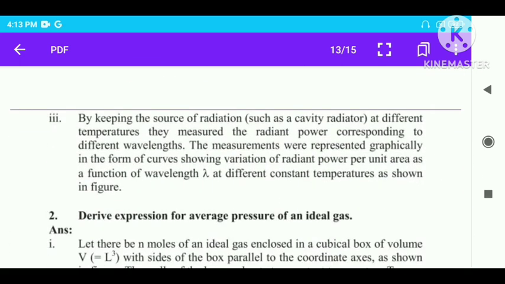Third point, by keeping the source of radiation, such as a cavity radiator, at different temperatures, they measured the radiated power corresponding to different wavelengths. The measurements were represented graphically in the form of curves showing the variation of the radiant power per unit area as a function of wavelength lambda at different constant temperatures, as shown in the figure.